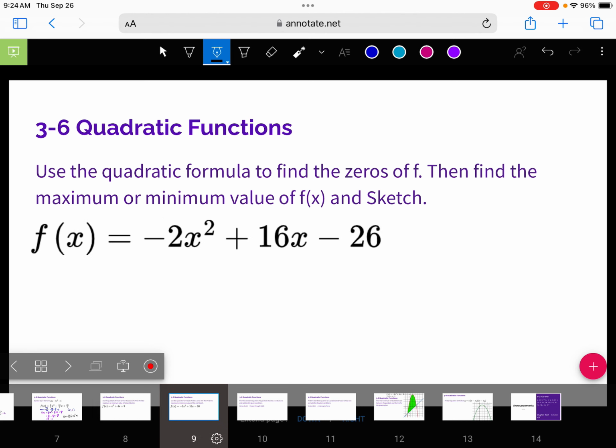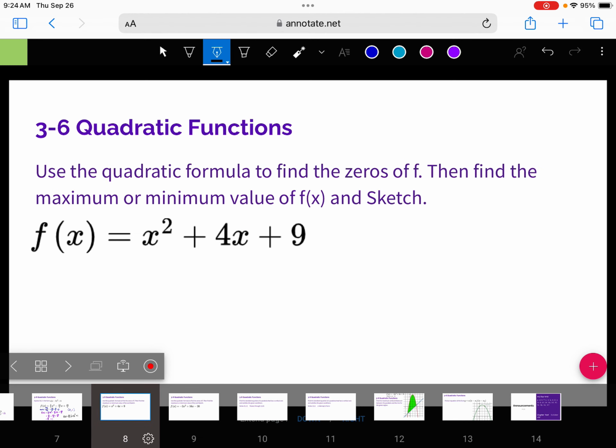So we've got a little bit more I want us to do today, because I want us to remember how to find zeros of a function. And we're going to find our maximum or minimum value, meaning our vertex. And we're going to give it a little baby sketch. Not a graph proper, but a sketch. So, first thing we're going to do is try and find our zeros. They specifically tell us to use our quadratic formula.